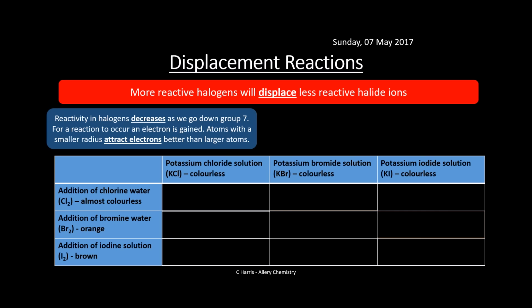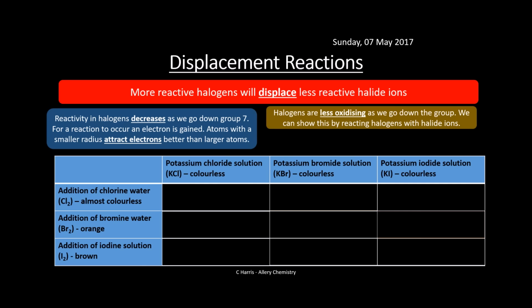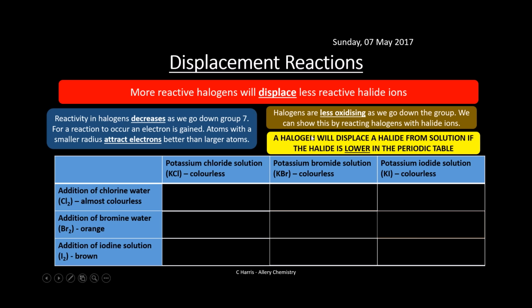For a reaction to occur, an electron is gained, and we form the halide ion. Atoms with a smaller radius attract electrons better than the larger ones. So that's quite important. Halogens are less oxidizing as we go down the group. Remember, oxidation is the loss of electrons. We can show this by reacting halogens with the halide ions. Halogens will displace a halide from a solution if the halide is lower in the periodic table.